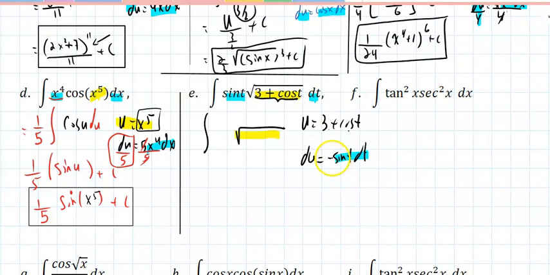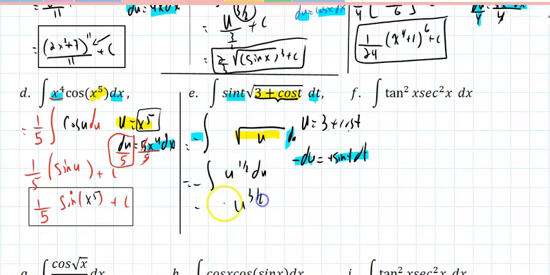Well, I could divide both sides or multiply both sides by a negative. And that will simply be a negative. And I could always take the constant up front. So that is negative the integral of u to the 1/2 du. Add 1 to the power. Divide by that. So that is negative 2/3.